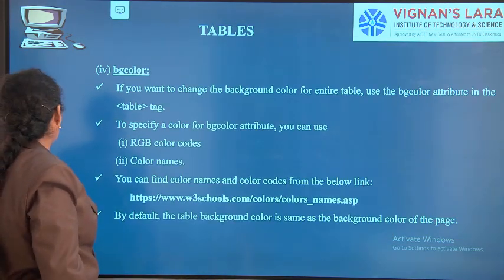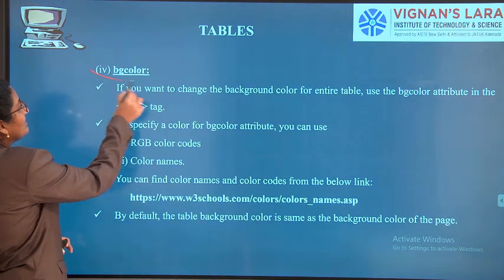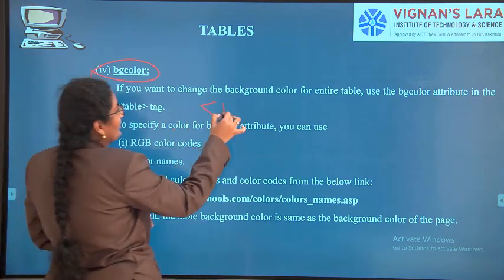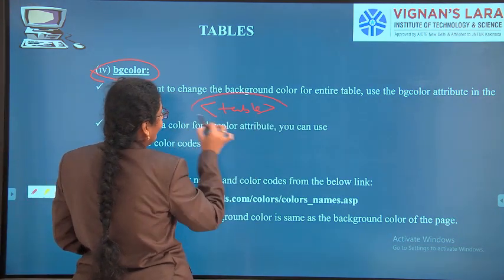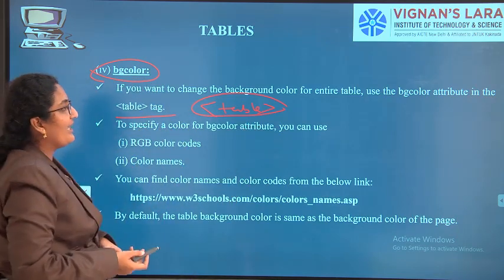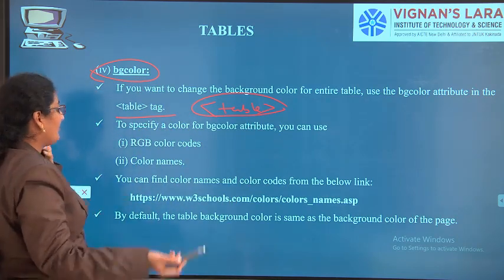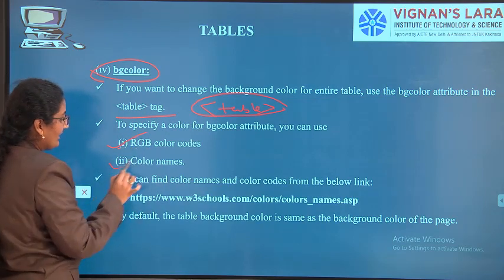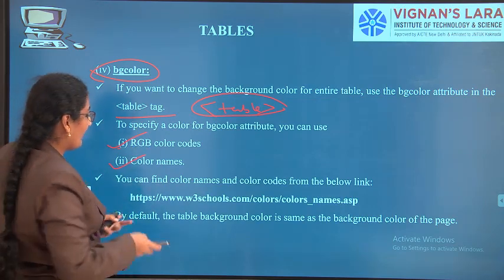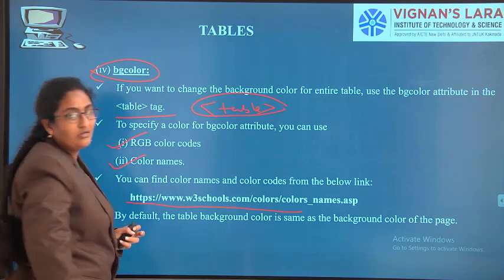So next one, background color. Next attribute is background color. So table is the tag. If you want to specify any background color for your table, you can use RGB color codes or color names. All these things you can find in W3Schools also.